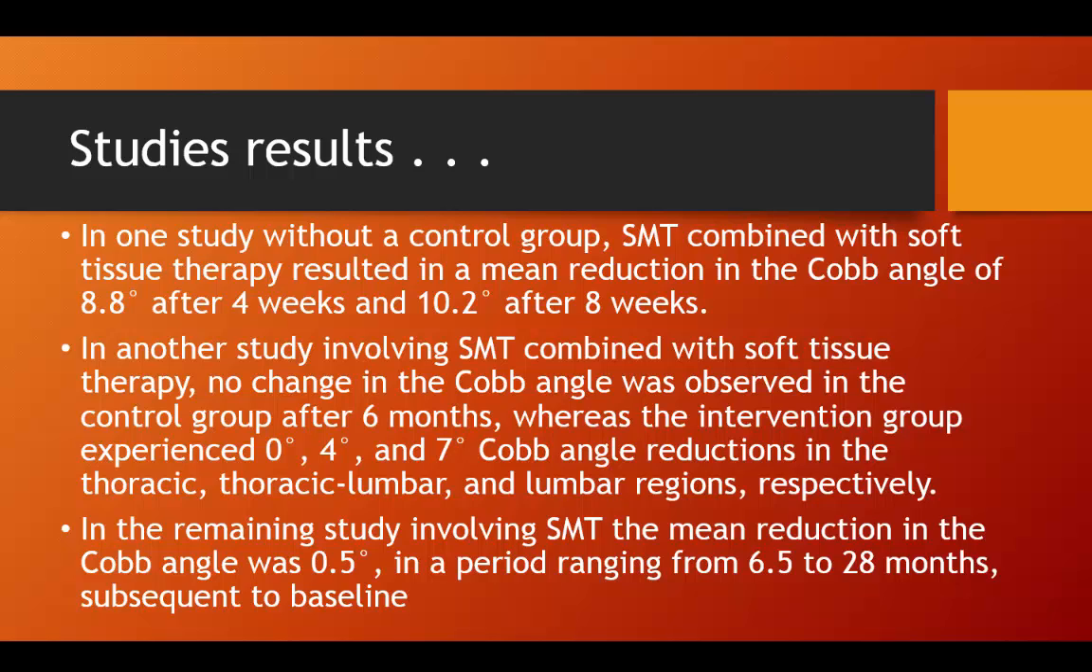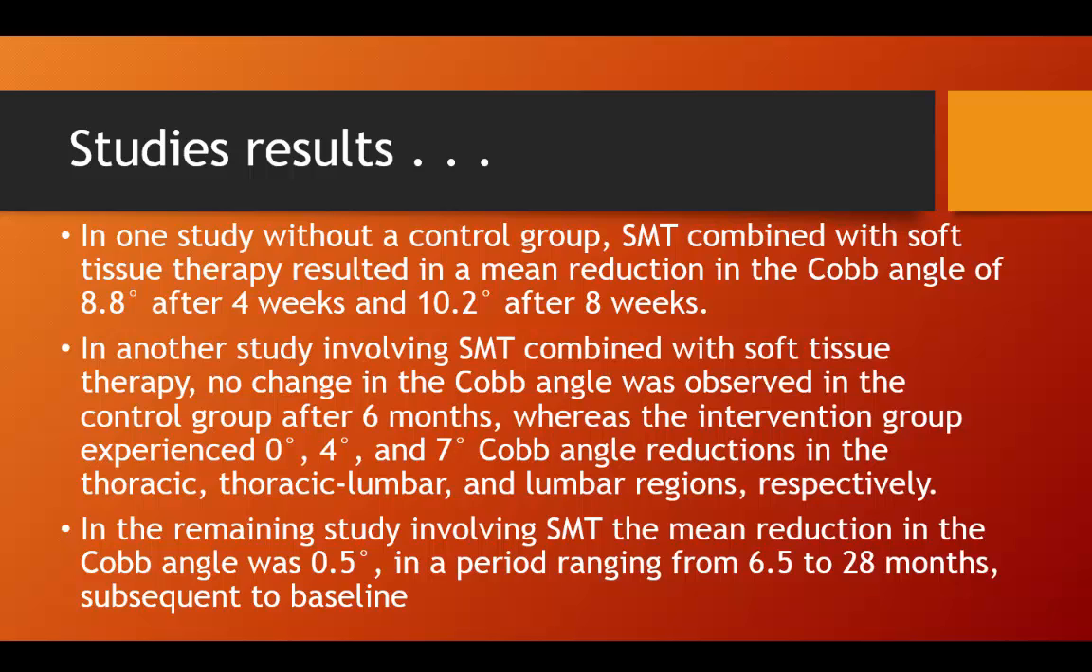In one study without a control group, SMT combined with soft tissue therapy resulted in a mean reduction in the Cobb angle of 8.8 degrees after 4 weeks and 10.2 degrees after 8 weeks. In another study involving SMT combined with soft tissue therapy, no change in the Cobb angle was observed in the control group after 6 months, whereas the intervention group experienced 0, 4, and 7 degree Cobb angle reductions in the thoracic, thoracolumbar, and lumbar regions respectively.